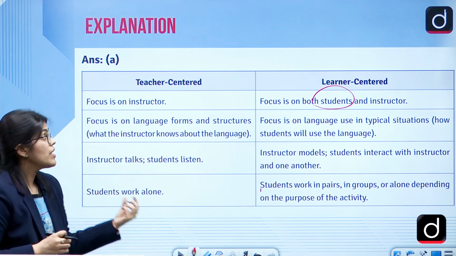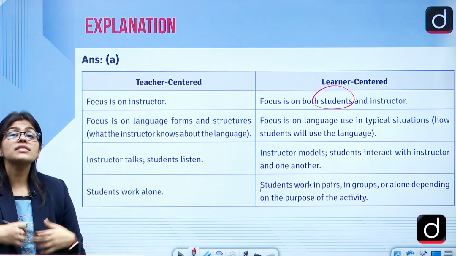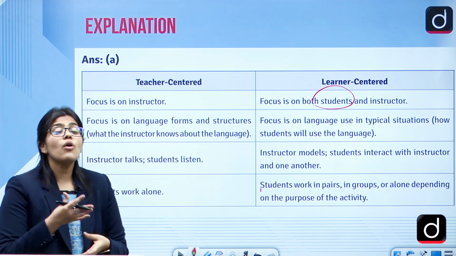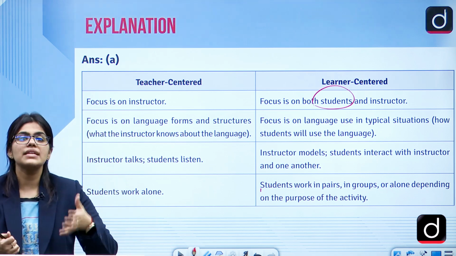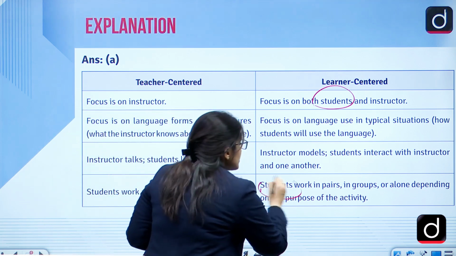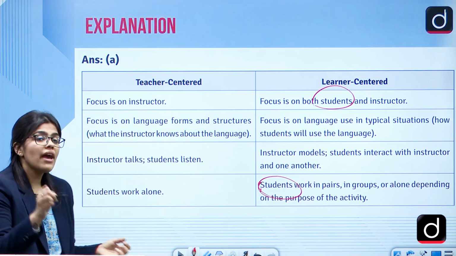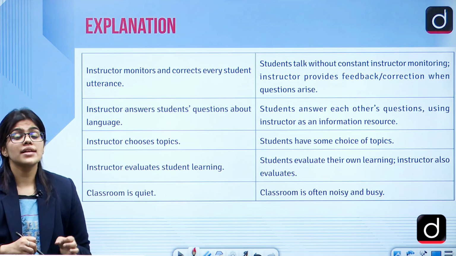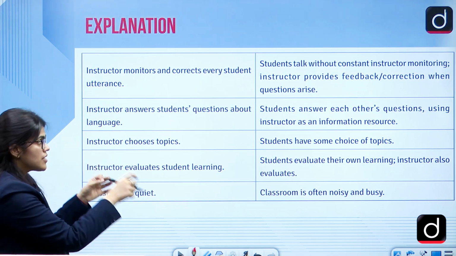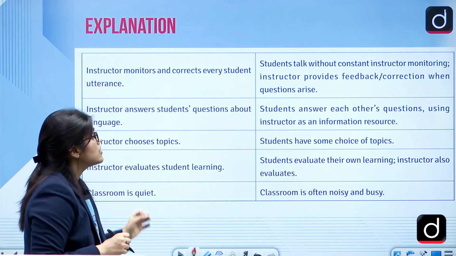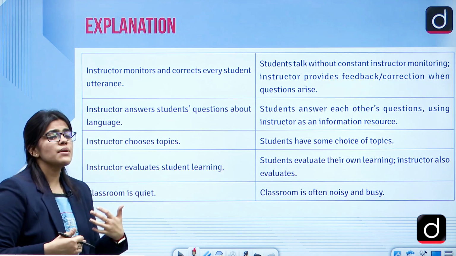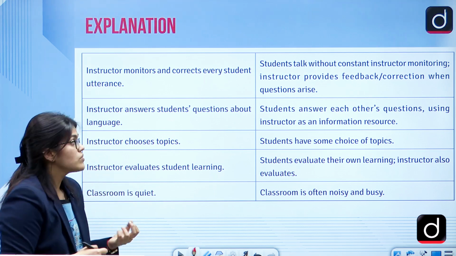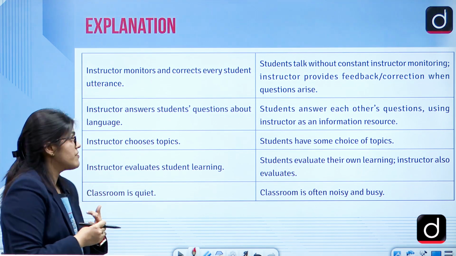Students work alone when we talk about a teacher-centered method, because the teacher will give them work. But here the students work in pairs, in groups, and they depend on different persons, and the purpose of the activity is very important. So the basic goal is to make the students understand, whatever way is used. The instructor monitors and corrects every student in a teacher-centered method, while in a student-centered or learner-centered method, the students talk without continuously being interfered with or monitored by the instructor, but feedback and corrections are also given here.